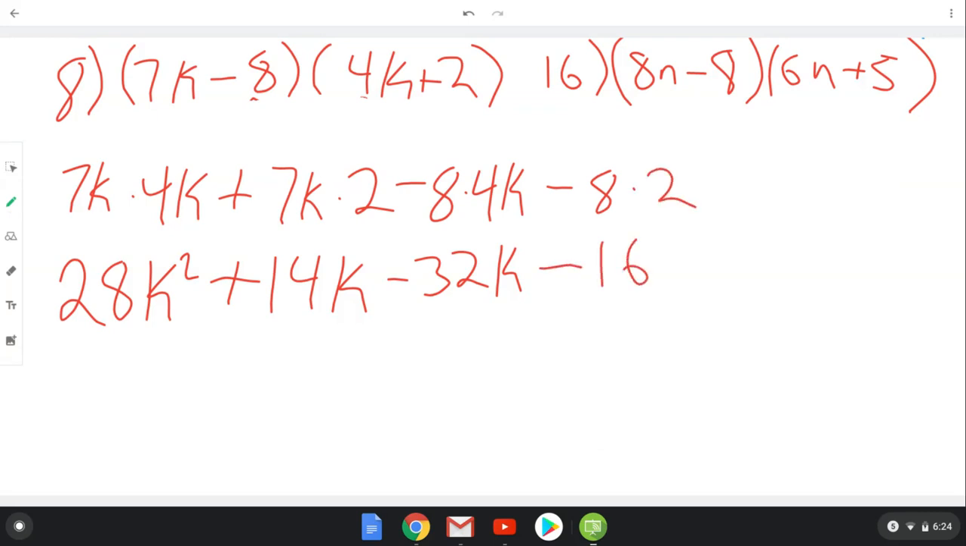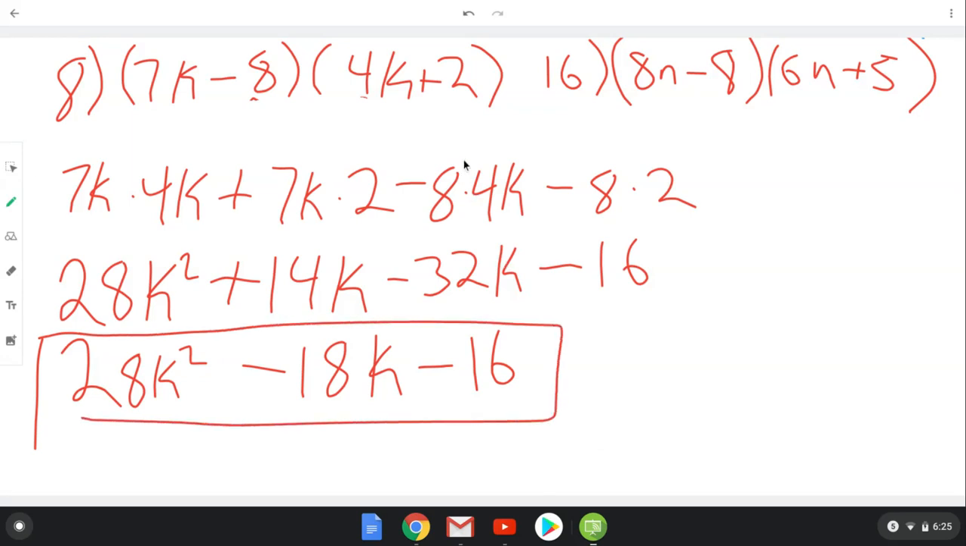So now that I've done that, now I just need to combine like terms. So notice that the middle two terms both just have 1k, so I can combine them. So I'm going to have 28k squared, and then 14k minus 32k. 14 minus 32 is negative 18k minus 16. So this is going to be my final answer.